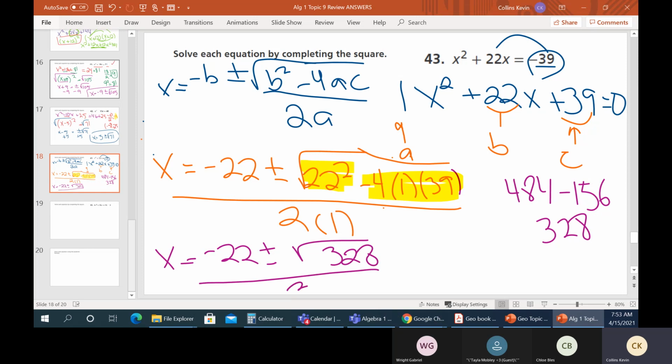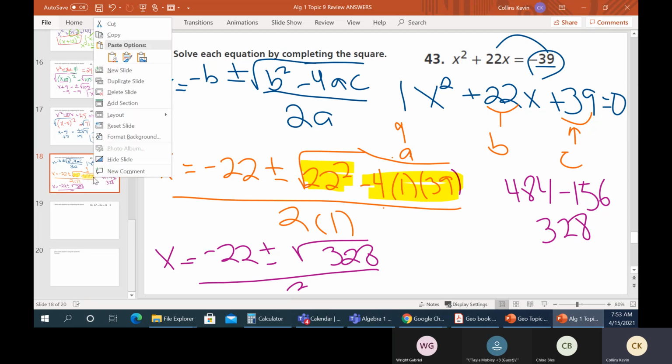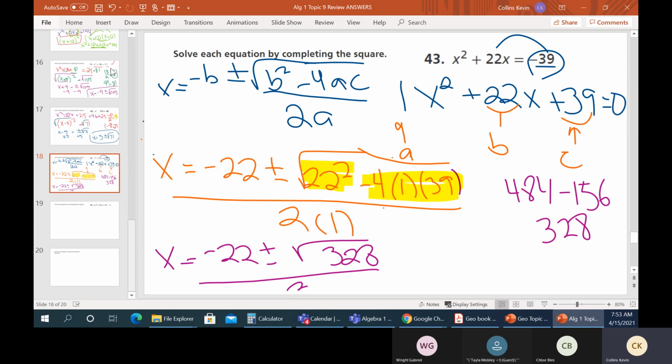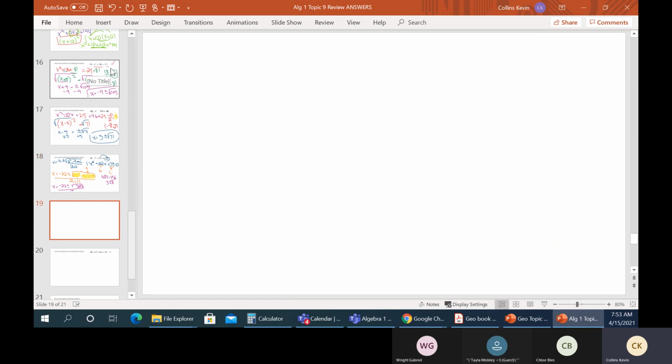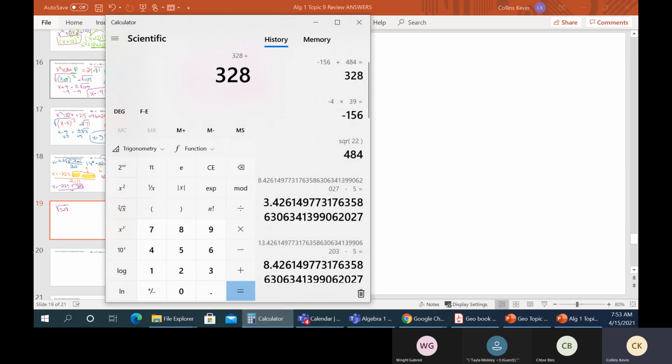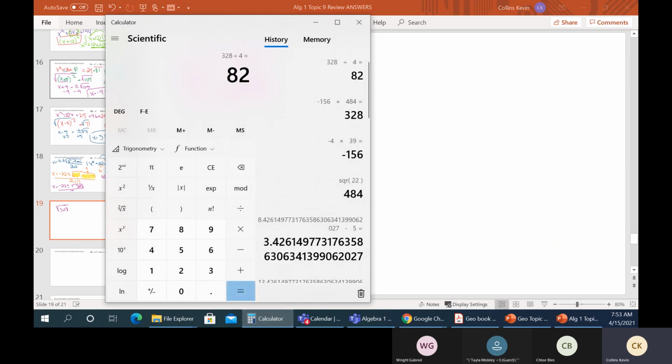Okay, so now the next part of this is we need to see if we can reduce that square root of 328. So let's just work with that part for a second. So with the square root of 328, I think I can divide that guy by 4. Let's try that first. So 328 divided by 4 is 82.